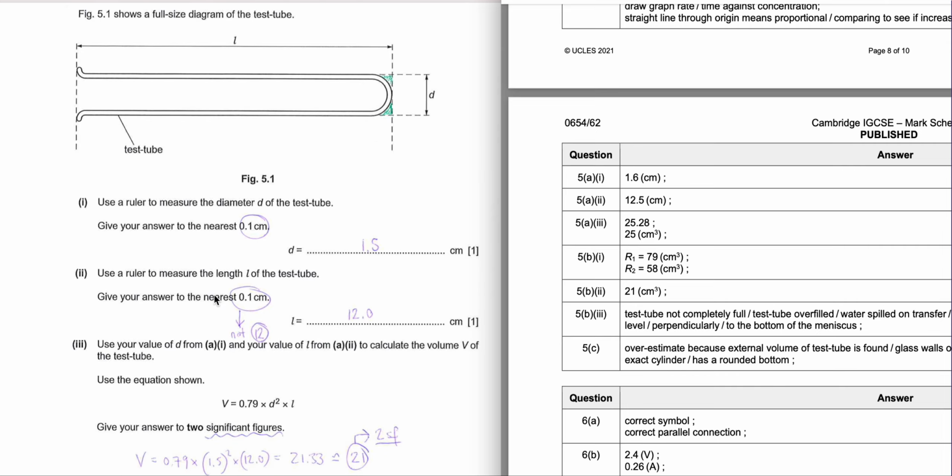Now we'll do the same thing for the length. I'm kind of intrigued by quite how different my length is from the answer scheme. It's normally only a couple of millimeters out. But again, there are slightly different values here. Do not worry about that.